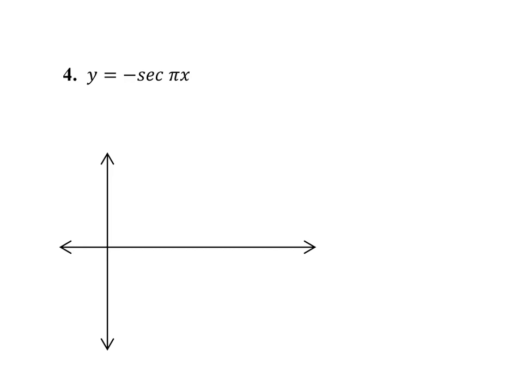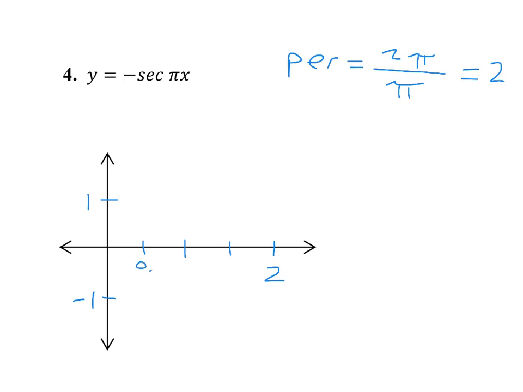Alright, for number 4, notice we have a negative 1 in front. So we're still going to use 1 and negative 1. The period for this, we're going to take 2 pi and divide by the b value. The b value looks like it is pi. So the period is 2. So 2 goes there. We cut that into 4. So these are going to be half units.